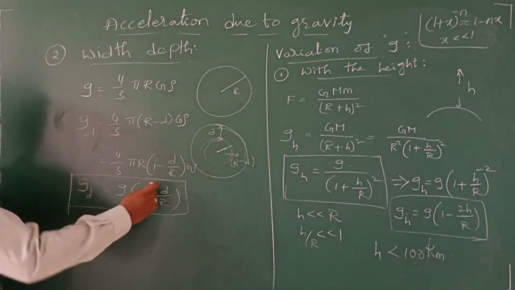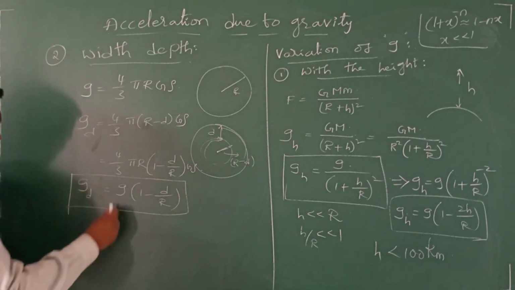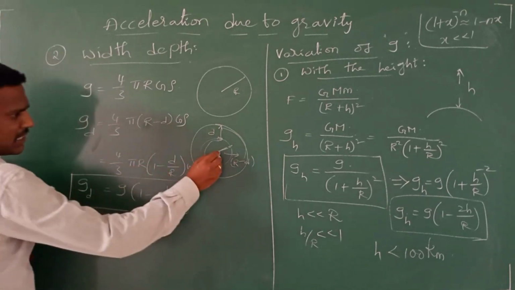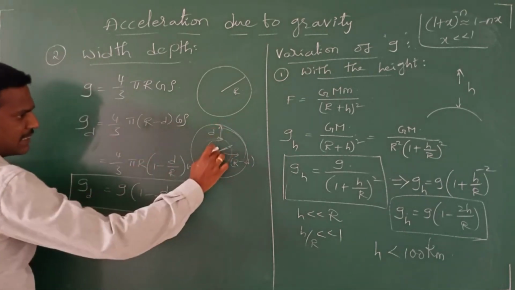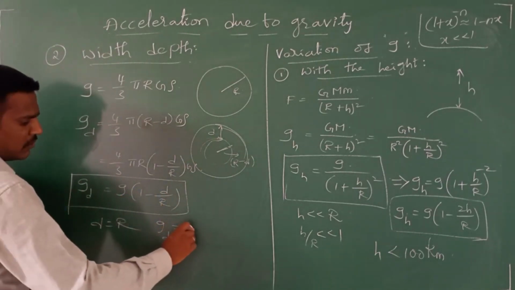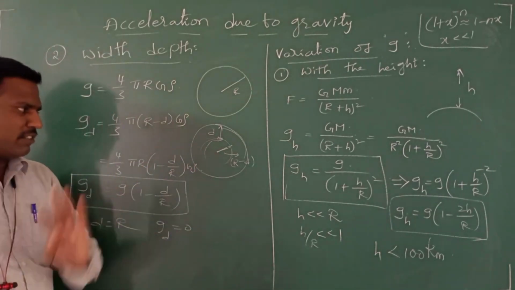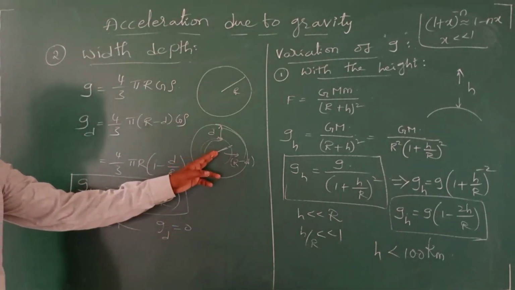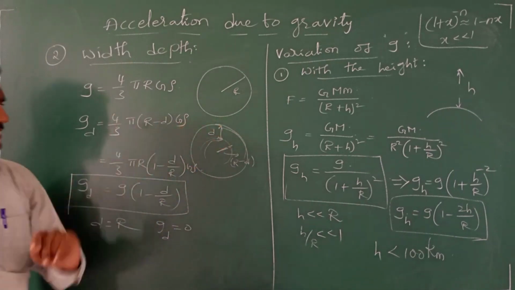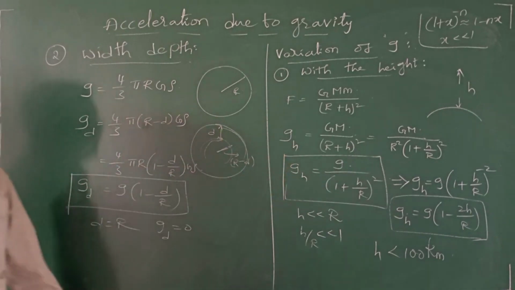In this formula there is no further simplification we can make directly. If we have d equal to R, that means what? At the center of the earth. If we substitute, what do we get? g_d equal to 0. Therefore, it is correct: the acceleration due to gravity at the center is equal to 0. And when we proceed from this point to the top, acceleration due to gravity continuously increases, and then from there it decreases with this formula.